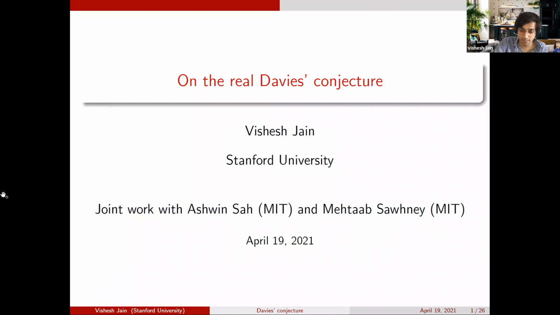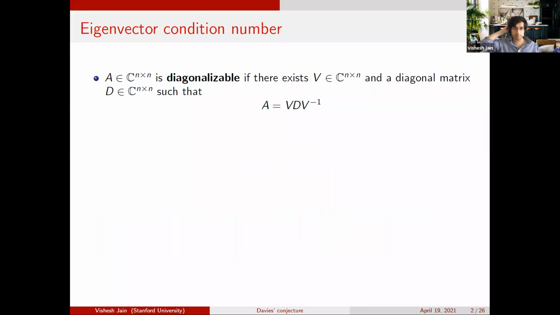So today I'll talk about some joint work with my fantastic co-authors Ashwin Sai and Mehtab Sani, who are grad students at MIT. And as Thomas said, this is a matrix perturbation result. I think it's a nice combination of deterministic classical and some more recent random matrix theory. So I hope this audience will enjoy it. Let me start with some basic definitions.